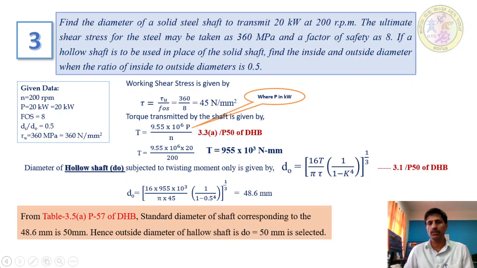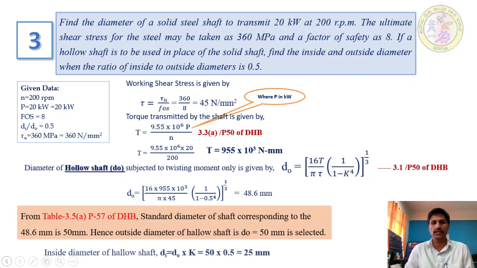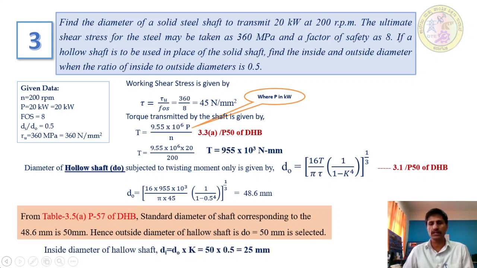Once you know the outer diameter of the hollow shaft, you can easily find out the inner diameter of a hollow shaft by using the equation di is equal to d naught into k is equal to 50 into 0.5 is equal to 25 millimeter. So this way you can easily find out the diameter of a hollow shaft.